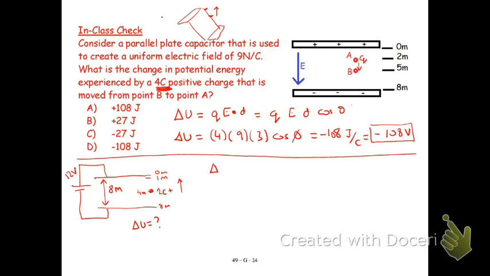So I say my change in potential energy is equal to Q E D, which equals, my Q is +2 times my E. My electric field is going in that direction, and my electric field is going to be 12 volts divided by 8 meters. And then multiply it by the distance this thing moves through, which is 3 meters.